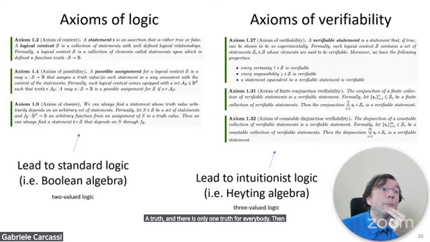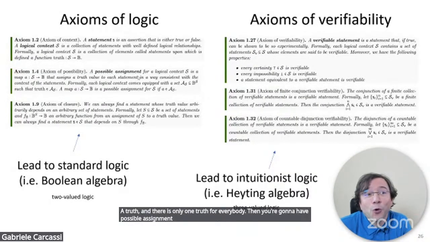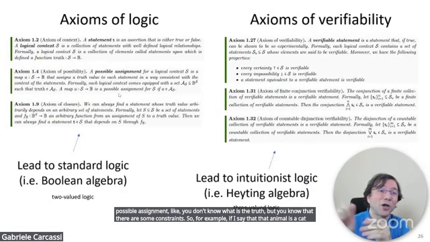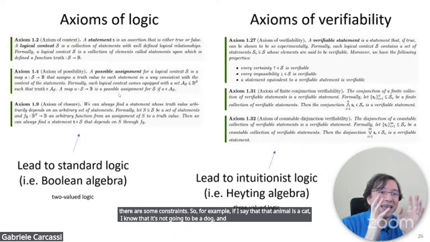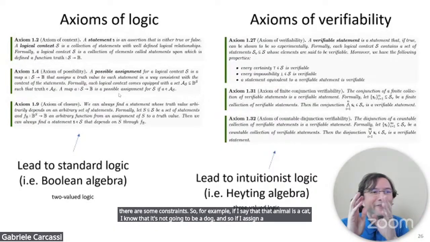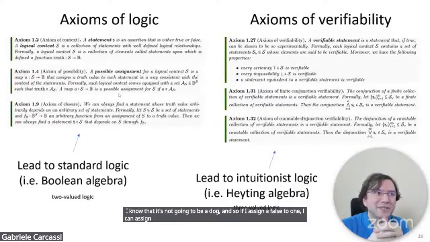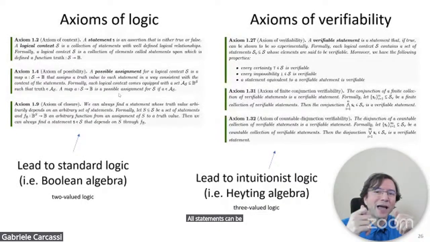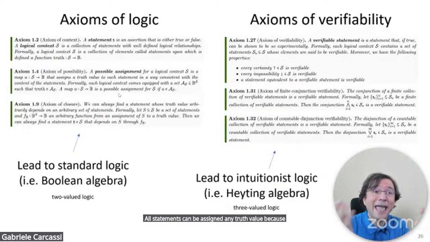Then you're going to have possible assignments. Like, you don't know what the truth is, but you know that there are some constraints. So for example, if I say that that animal is a cat, I know that it's not going to be a dog. And so if I assign false to one, I can assign true to one, I have to assign false to the other. So not all statements can be assigned any truth value because the statements have meaning, and the meaning prevents particular assignments.